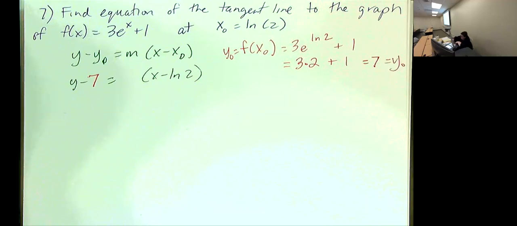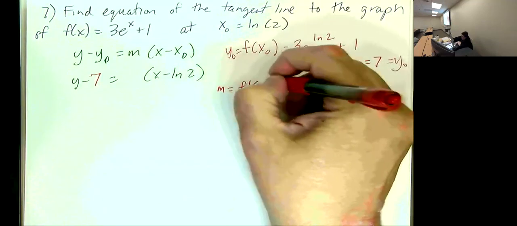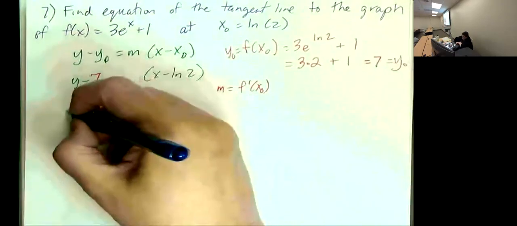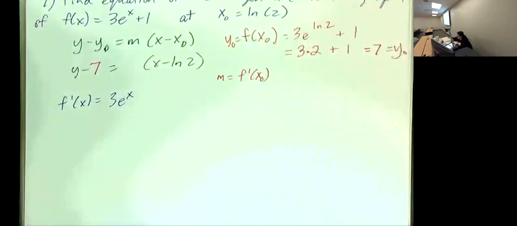And we need f prime of x naught. So what is f prime? F prime of x is 3e to the x. The derivative of plus 1 goes away, and e to the x is its own derivative. It's the pimp daddy function, right? Its integral and its derivative is itself. It says you shall not pass.